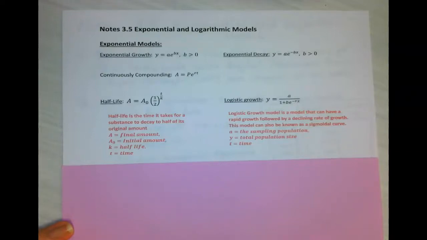Logistic growth is the model that can have a rapid growth followed by a decline rate of growth. It's also known as the Sigmoidal Curve. This one I can tell you that we would not ask you to memorize. We'll give it to you in the problem if you need to use it. So in this model, A is the sample population, Y is the total population, and T is the time.